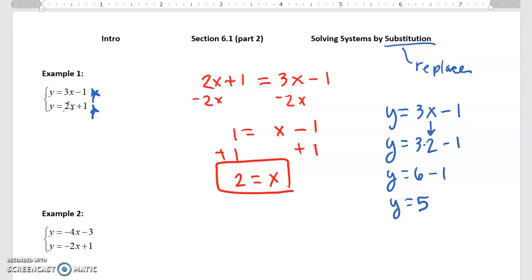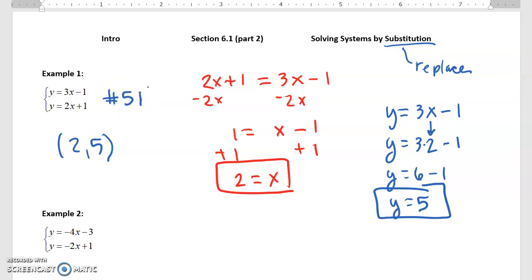If I didn't, that would actually tell me something is wrong, because remember, the graphs cross at the same point, so the x and y values are going to be the same. That means we have to put the two parts together once we're all done. So the solution to this system then is the point (2, 5). This was actually from homework number 51. If you want to go back and look at homework 51, we solved it by graphing, and the solution was (2, 5).